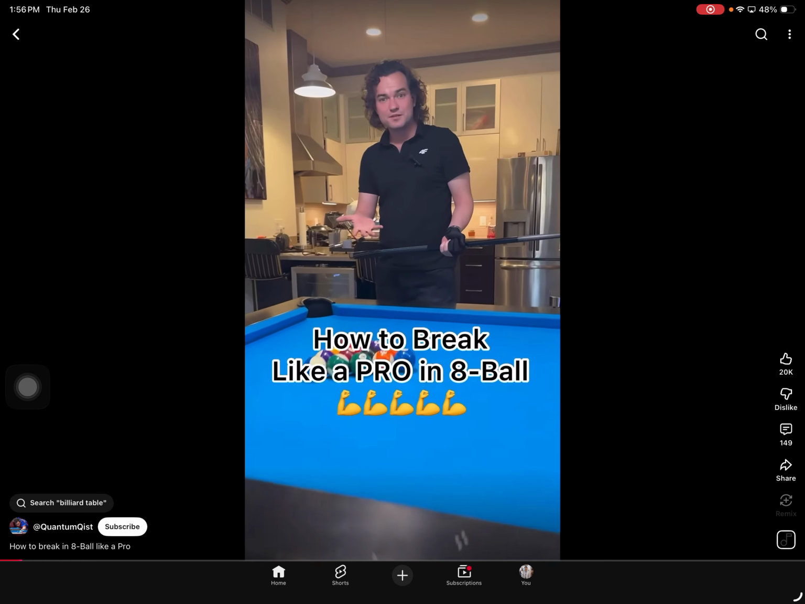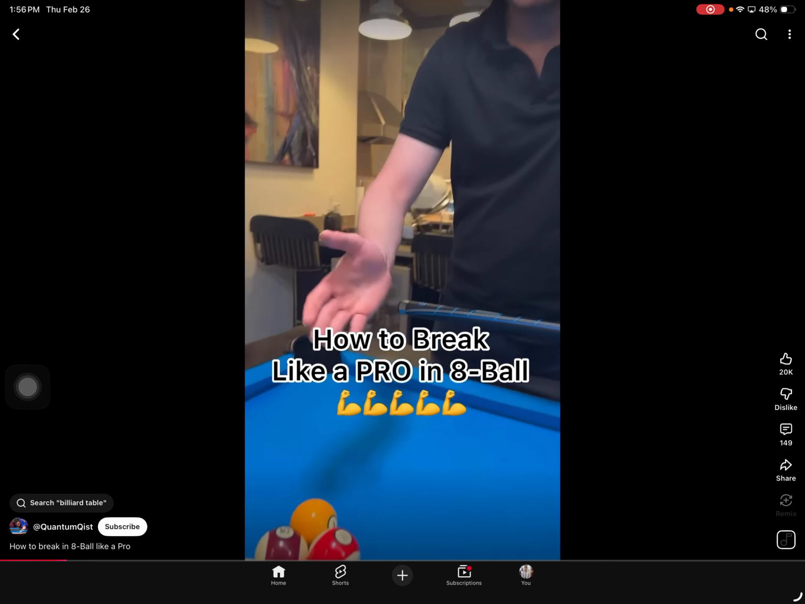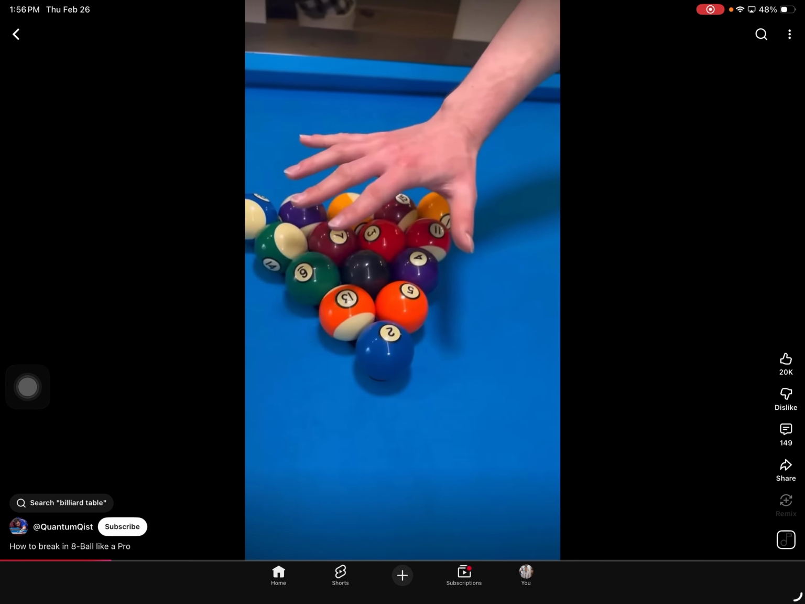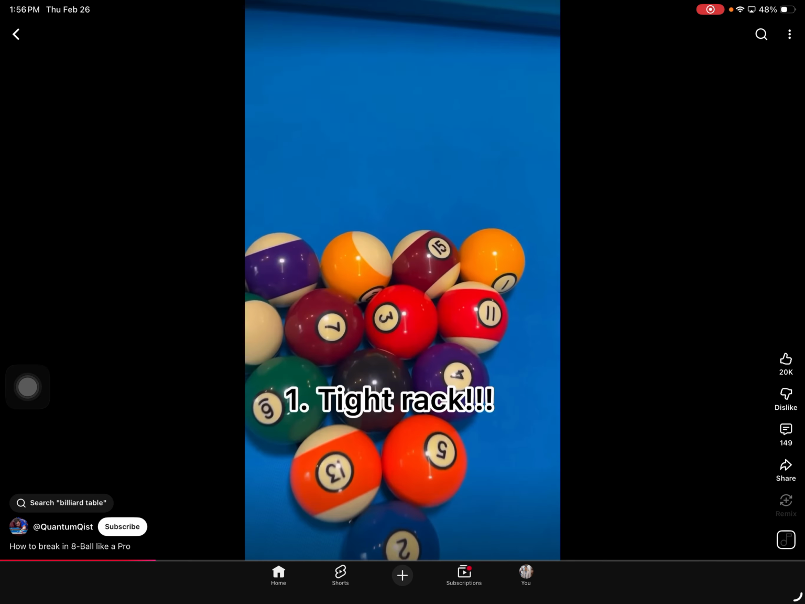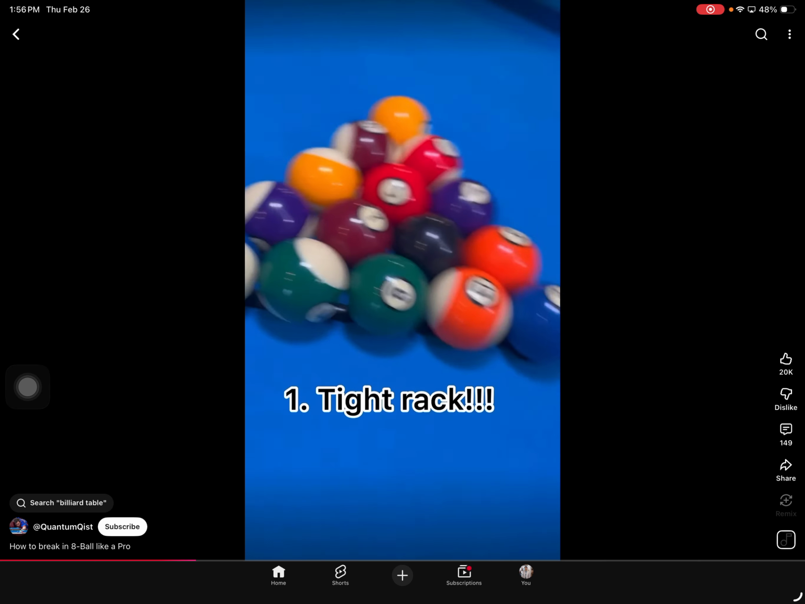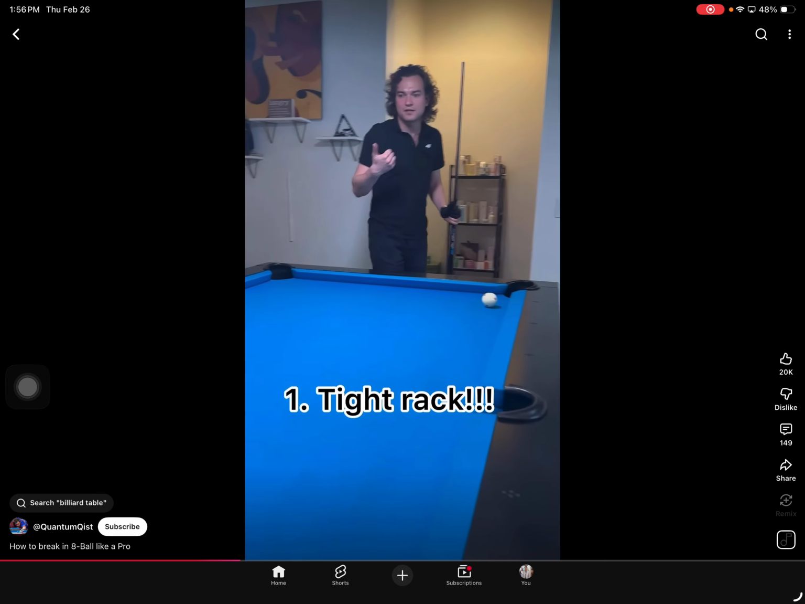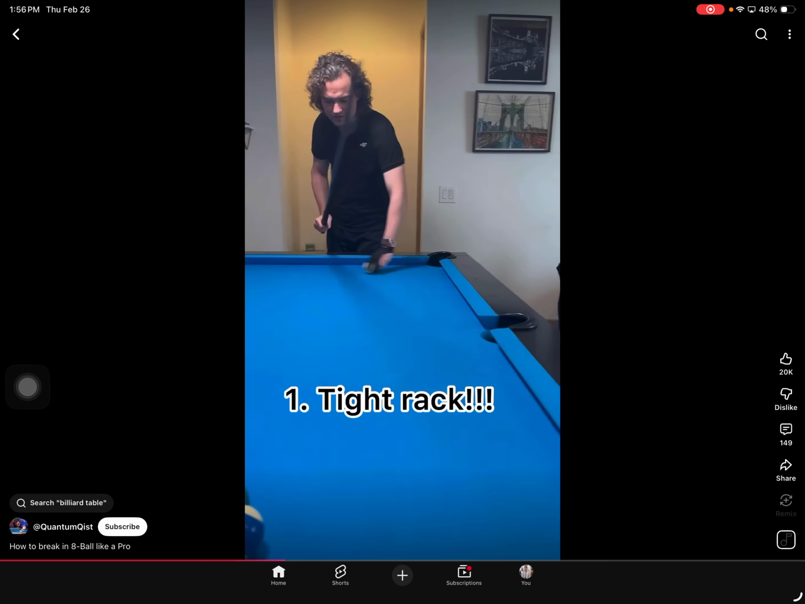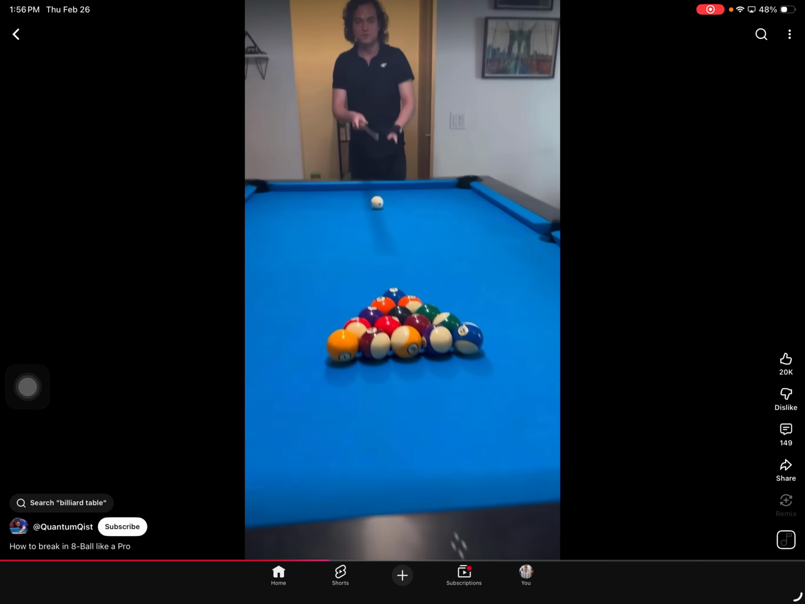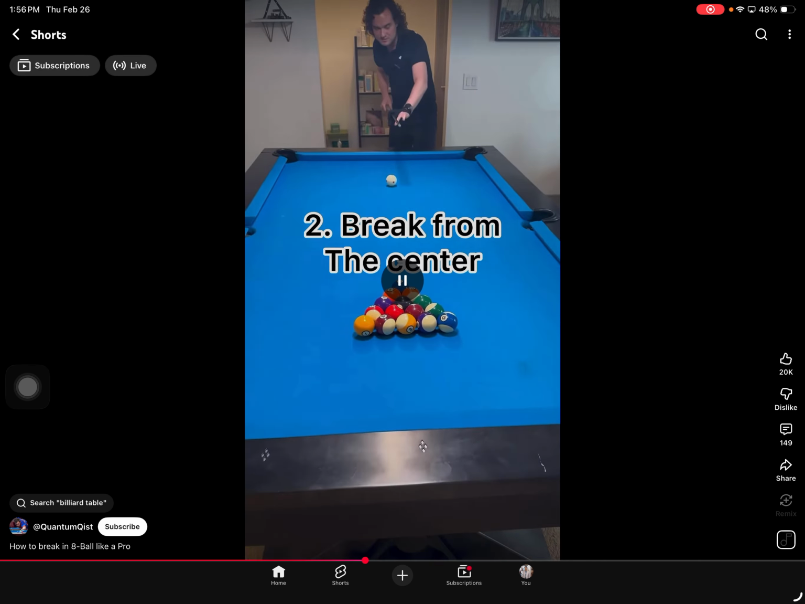Let me show you an extremely reliable way to break an 8 ball loop. First of all, we want to make sure we get a tight rack, as tight as possible, no gaps. That's a common mistake from beginners. They get gaps in the rack. We don't want them. Second, we break head on towards the 2 ball.